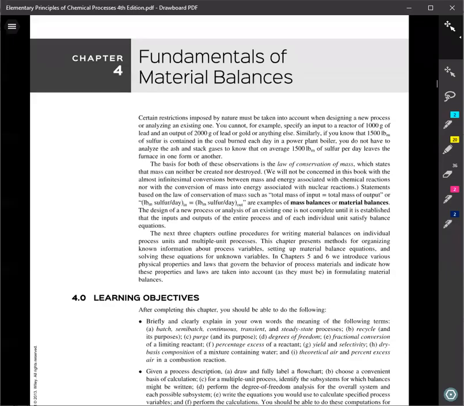This material and energy balances video is a summary and wrap-up of Chapter 4, Fundamentals of Material Balances. Some of you may be very happy to hear that we are finished with Chapter 4, moving on to something else, but I have to caution you that fundamentals of material balances are something that you are never truly finished with as a chemical engineer.